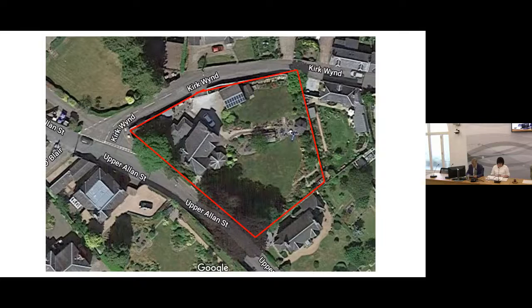Many other properties in the immediate vicinity have UPVC windows fitted. Many houses on Kirk Wynd, adjacent to the property, have UPVC windows fitted, and there are 3 houses near the application property in Upper Allen Street which have UPVC windows. In addition, the care home on the opposite side of Kirk Wynd, a substantial older property, has UPVC windows which are visible from the street.